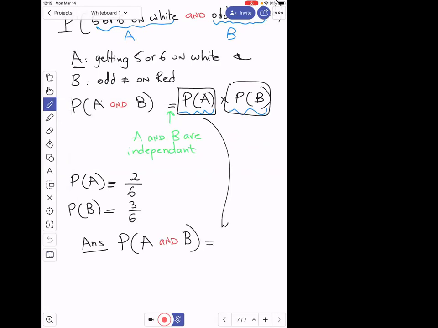Now, to answer the question, the probability of A and B is the probability of A, 2/6, times, this is a multiplication, the probability of B, which is 3/6. Here we multiply fractions straight across. That's 2 times 3, which is 6, and in the denominator, 6 times 6 is 36. So you just divide 6 by 36, which equals 1/6, or about 0.16. Converted into a percentage, that's about 16%.